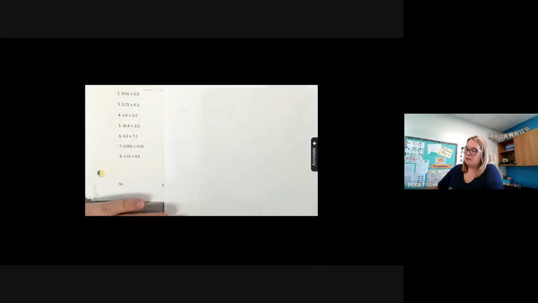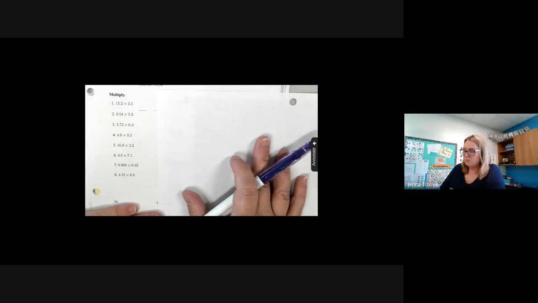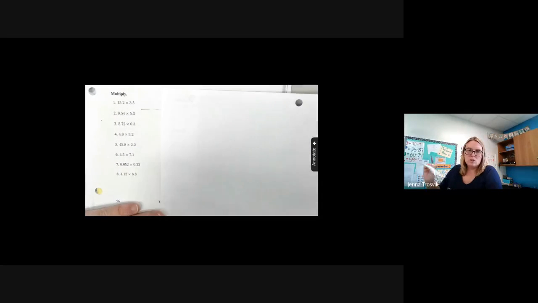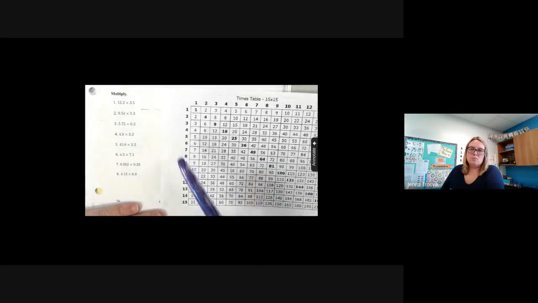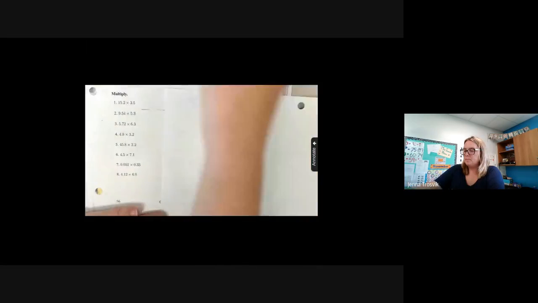You may have your calculators today if you wish, if you really need them, or your multiplication charts. Multiplication charts are key to finding those missing answers. So if you have your multiplication charts, awesome, pull them out.